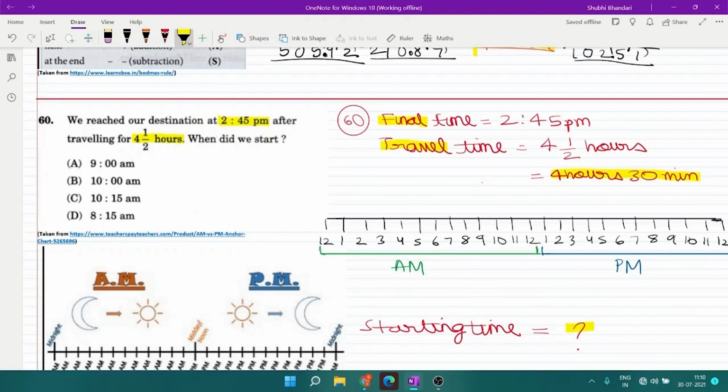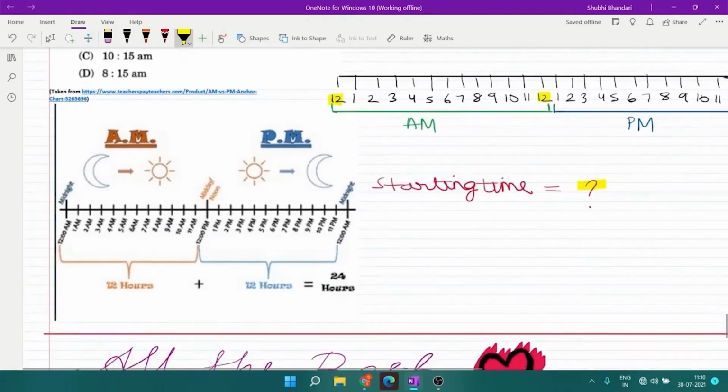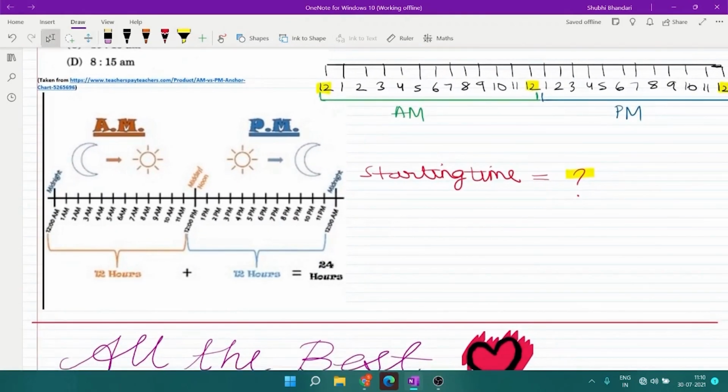Now to solve these kind of questions, if you have difficulty with AM and PM, I will suggest that you can make a simple number line starting from 12 AM, going on till 12 PM, and then finally ending at 12 AM. If we add all of this, we get 24 hours, which is the number of hours in a day. Another diagram I have taken which shows the same thing over here. AM, PM, from 12 AM to 12 PM to 12 AM.